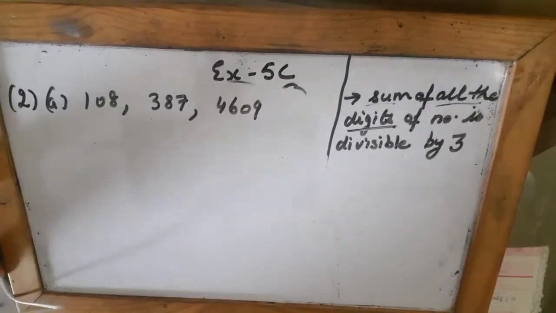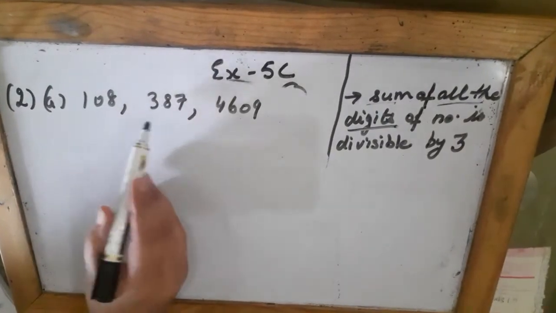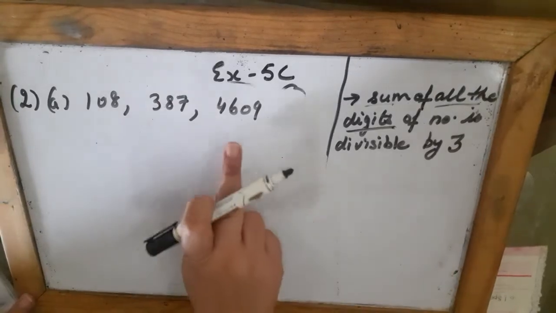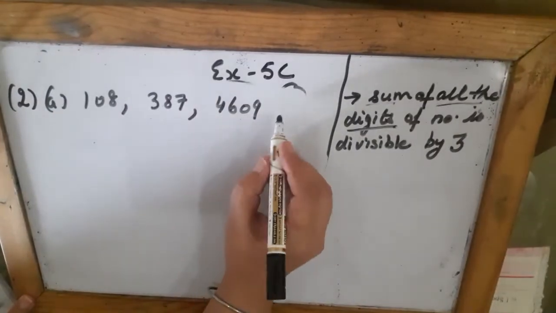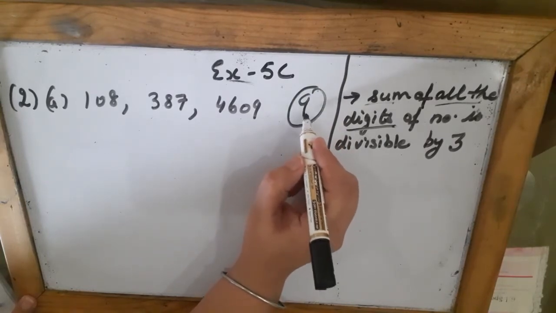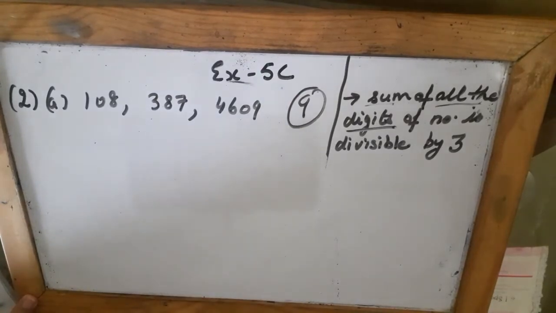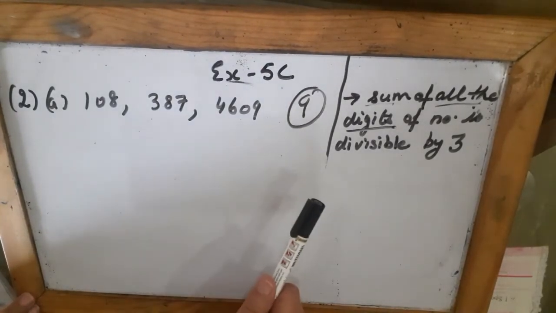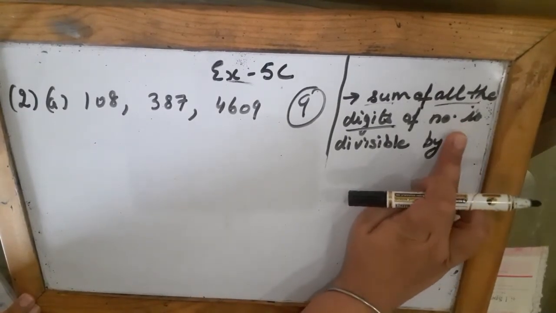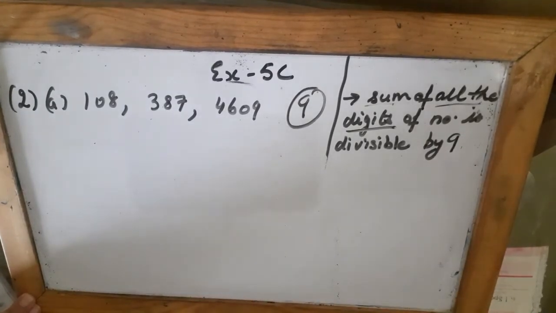Now I come to the second question. In the second question, they have given you some numbers. I have taken the A part and a few numbers from it. They are saying which of the following numbers are divisible by 9. I have to find whether these numbers are divisible by 9 or not. Now what is the divisibility rule of 9? It is just like 3: the sum of all the digits of the number should be divisible by 9 this time. Same rule as I had for 3.